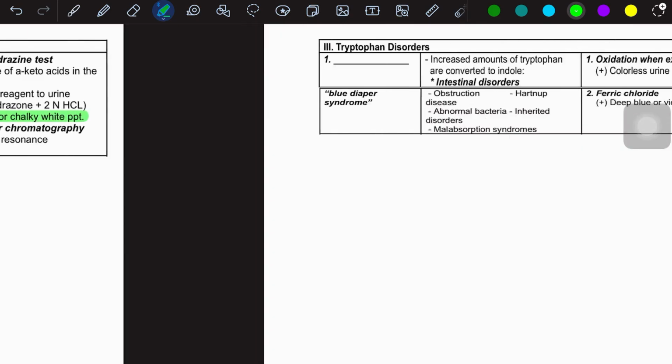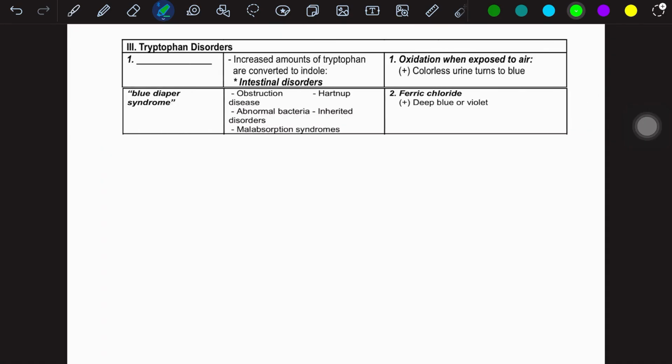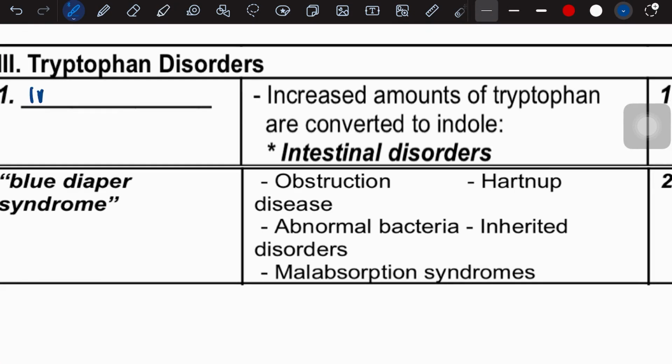So next one, let us now proceed to our tryptophan disorders. So what we will talk about in these disorders are, first, indicanuria, and second, the 5-hydroxyindole acetic acid. So here, please write, indicanuria.